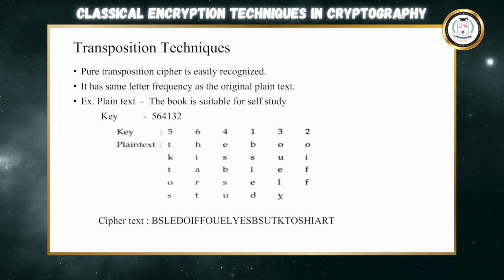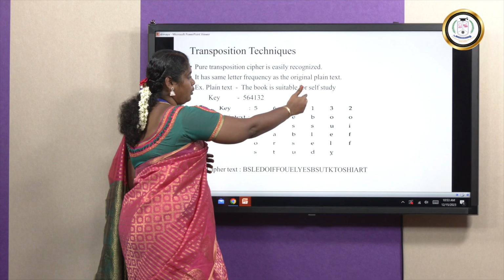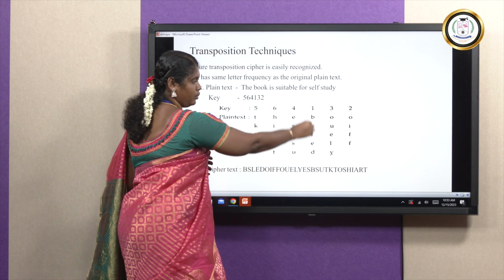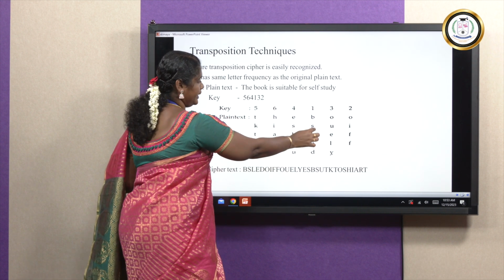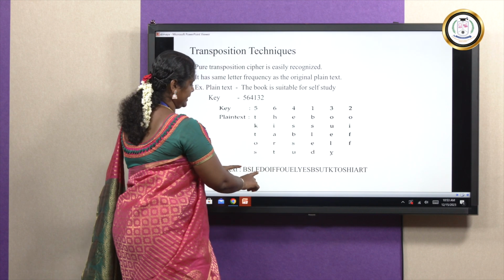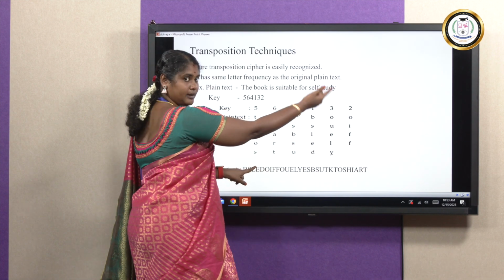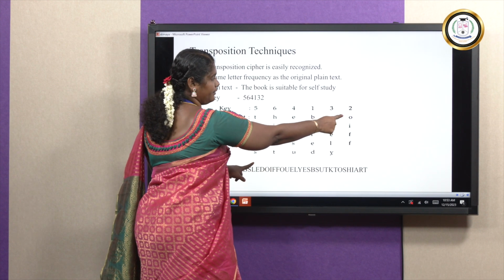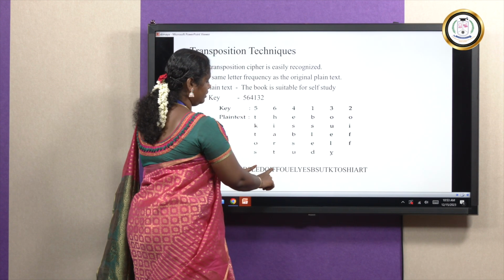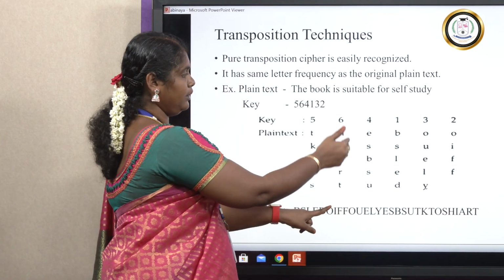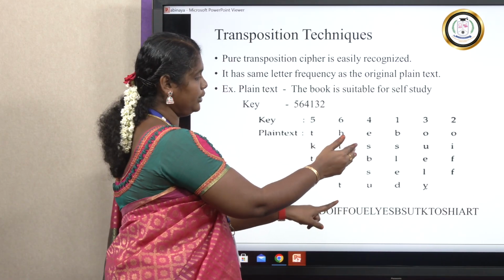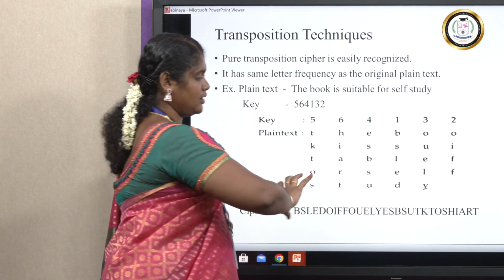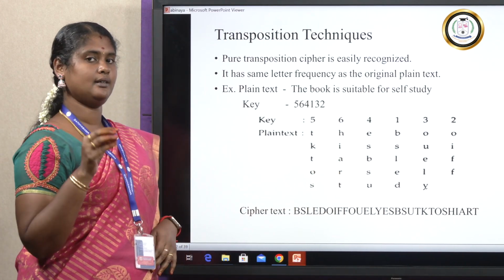It is the lesser number, that is 1. So in line 1, whatever letters we have: B-S-L-E-D. In the next number, 2, whatever letters we have: O-I-F-F. In 3, whatever letters we have: O-U-E-L-Y. So like that you need to create your ciphertext.